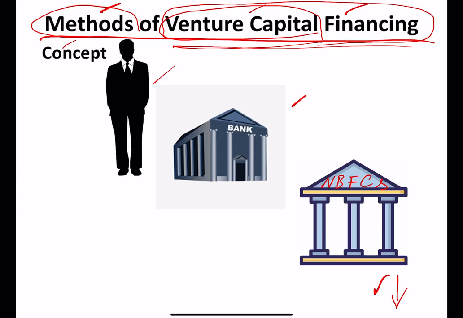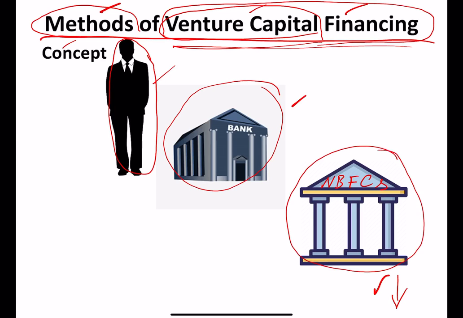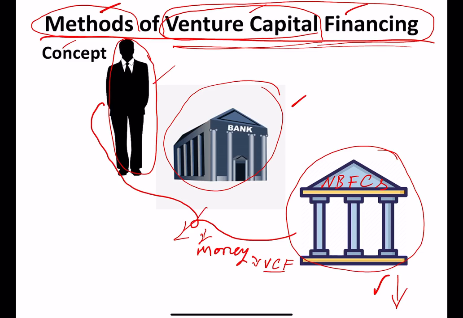So what do they do? The high net worth individuals, banks and NBFCs pool resources, or simply we say money. Pool means they gather the money, and this is called venture capital, or simply the venture capital fund. What do they do with this money? They create an organization and put this money in this organization.